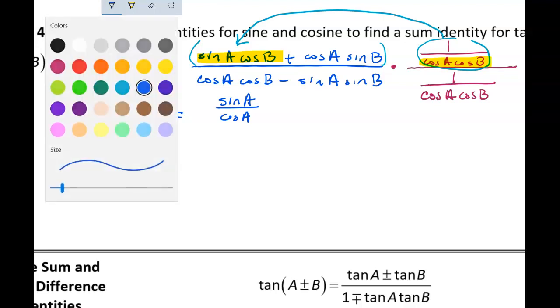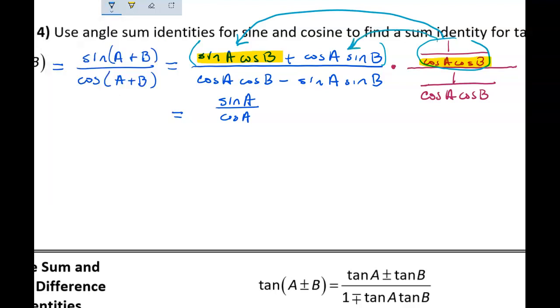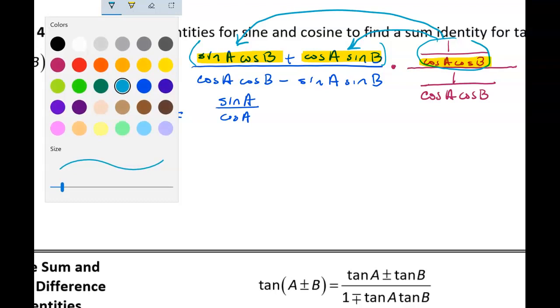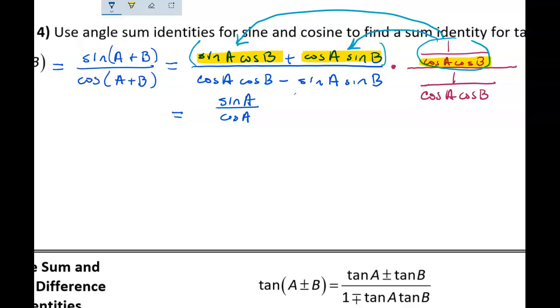Then let's distribute to the second term. And here, our cosine A's are going to cancel. What we're left with is sine B over cosine B. And we have a plus sign in between those two after we distribute.